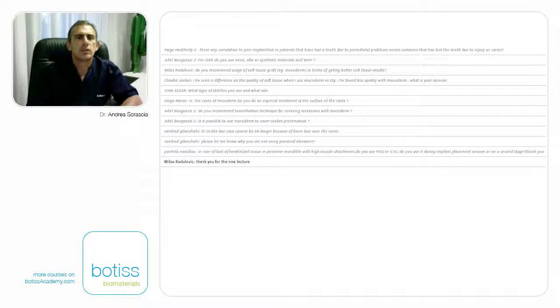Any correlation or periimplant correlation? No, I think that depends on the level of the bone. If they lost the tooth for the periimplantar and the patient, I think it's not different. The problem is the level of the bone. Thank you for the question.